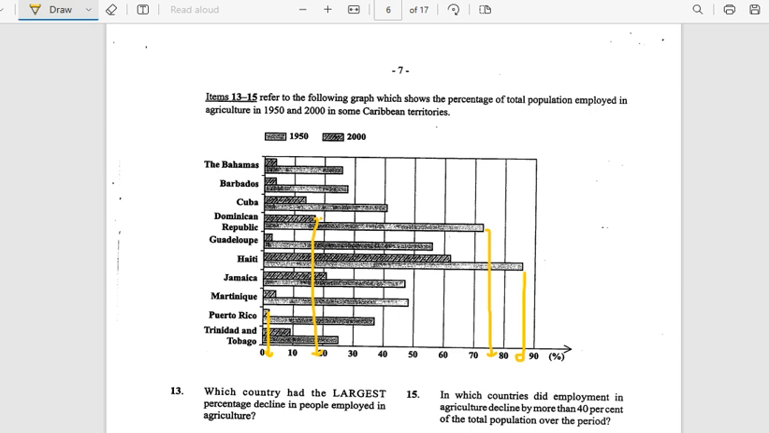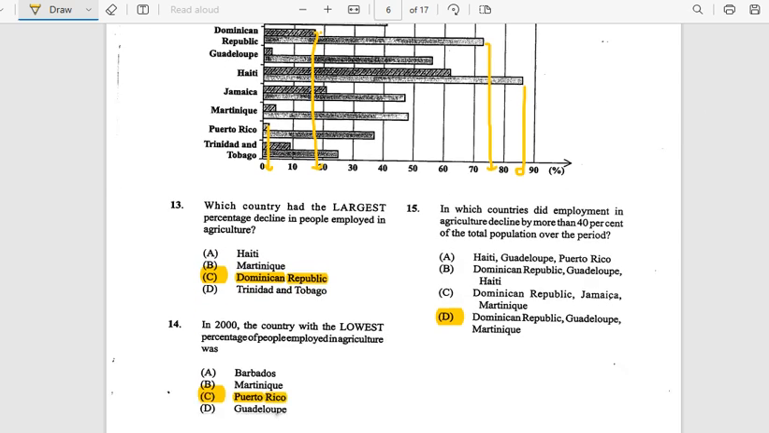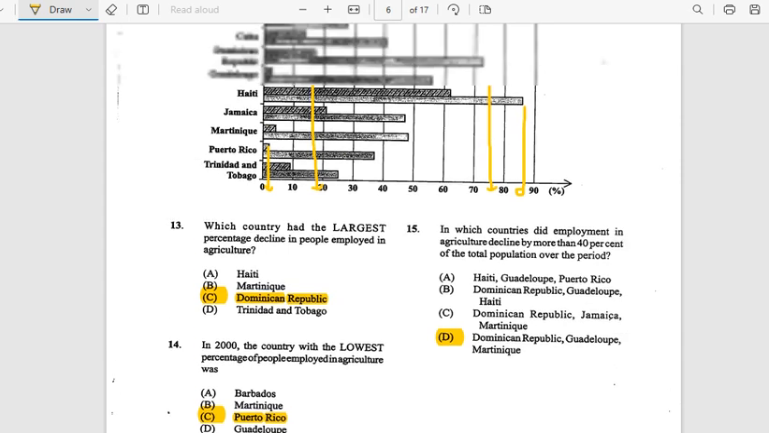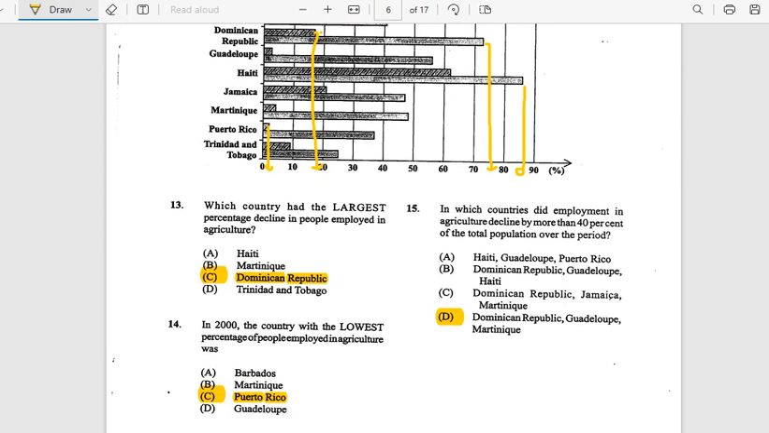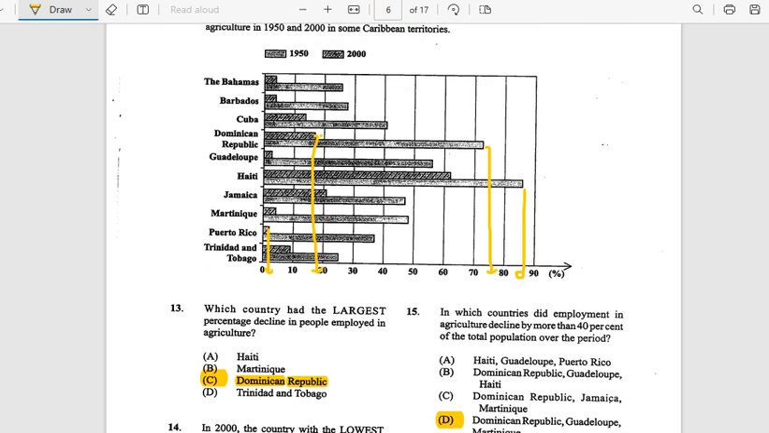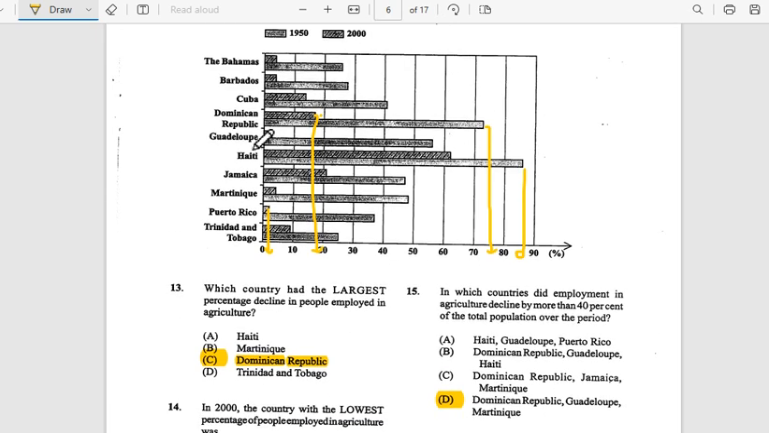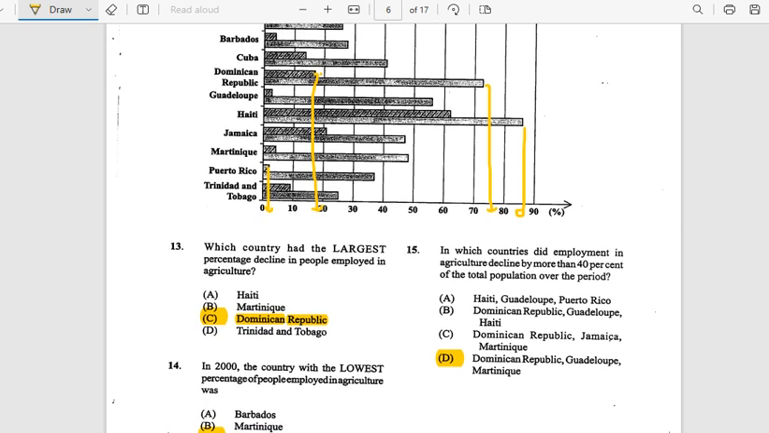So we would have Puerto Rico. All right. For number 15: In which country did employment in agriculture decline more than 40% of the total population over the period? So let me check it. We would have, let me see.